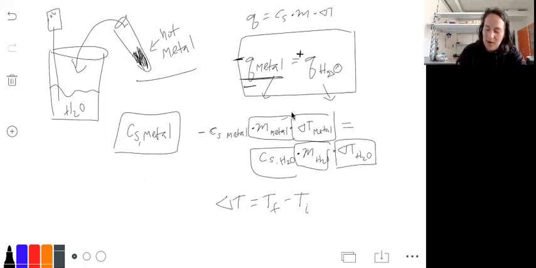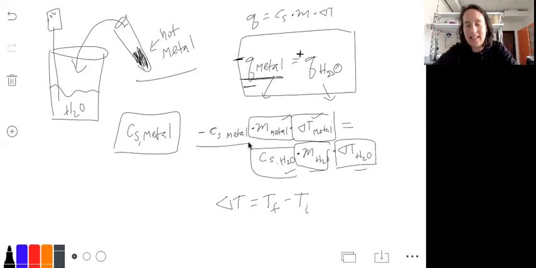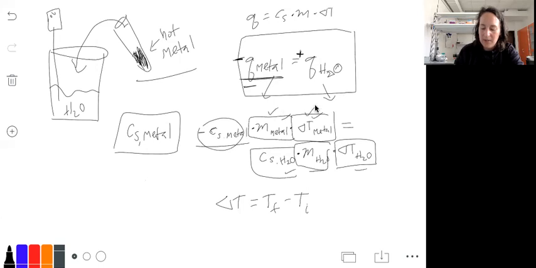So you know all of these values, but you don't know the specific heat capacity of the metal. You can see that this is a simple plug and chug, where the specific heat capacity is your unknown, and that equals this number multiplied by that number multiplied by that number. And that is how you solve for the specific heat capacity of the metal in this experiment, part C.